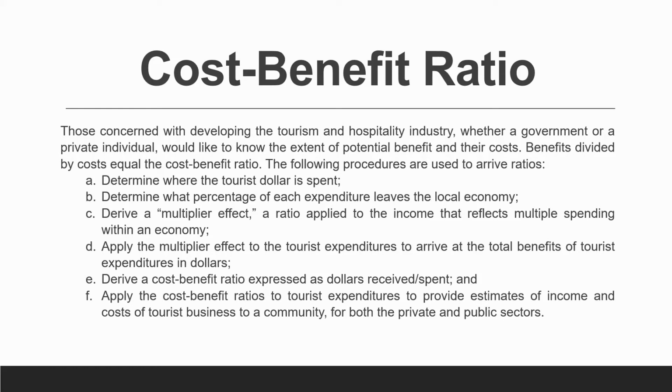First, determine where the tourist dollar is spent. Second, determine what percentage of each expenditure leaves the local economy. Third, derive a multiplier effect, a ratio applied to income that reflects multiple spending within an economy. Fourth, apply the multiplier effect to the tourist expenditures to arrive at the total benefits of tourist expenditures in dollars. Fifth, derive a cost-benefit ratio expressed as dollars received or dollars spent.